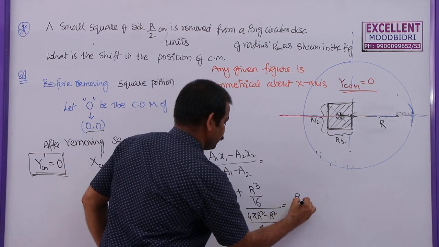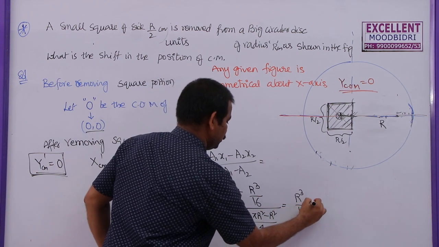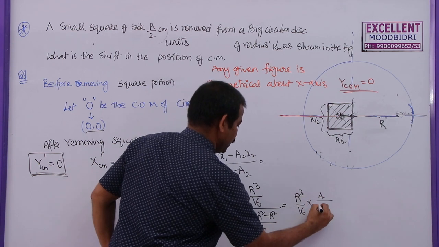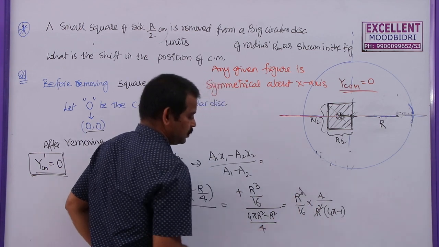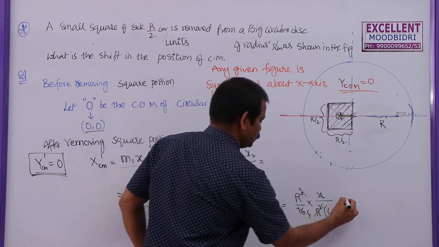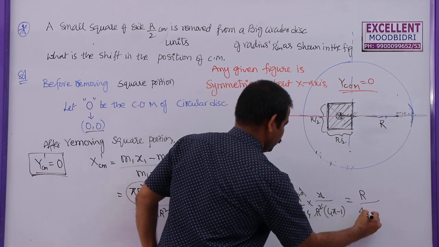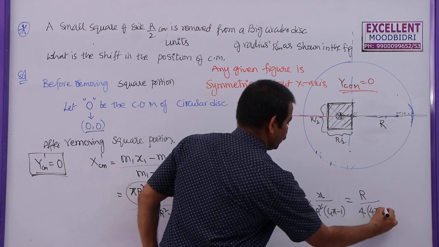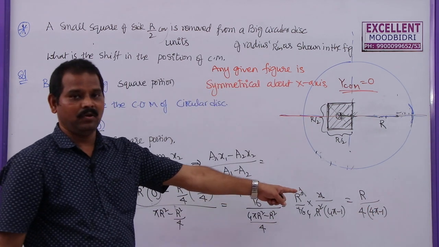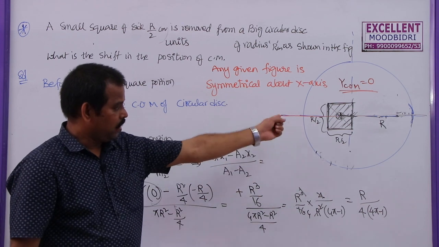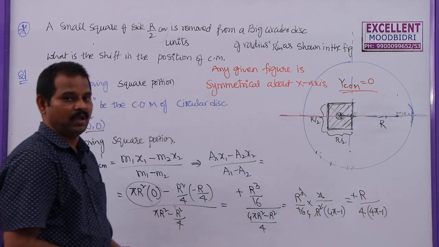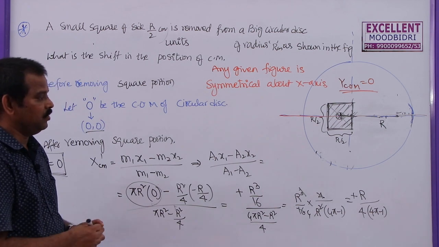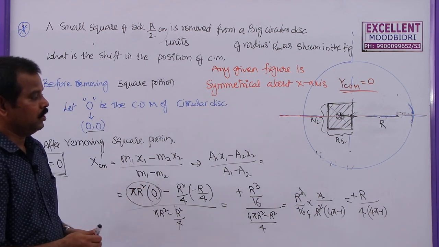So this will become r cube by 16 into 4 by r square into 4 pi minus 1. This r square and r square get cancelled, and 4 into 4 cancel. This is r by 4 into 4 pi minus 1. That means if you know the r value, you can substitute the r value there and find the value. And remember, here we got the positive value. Why? Because the center of mass will shift towards the positive x-axis.